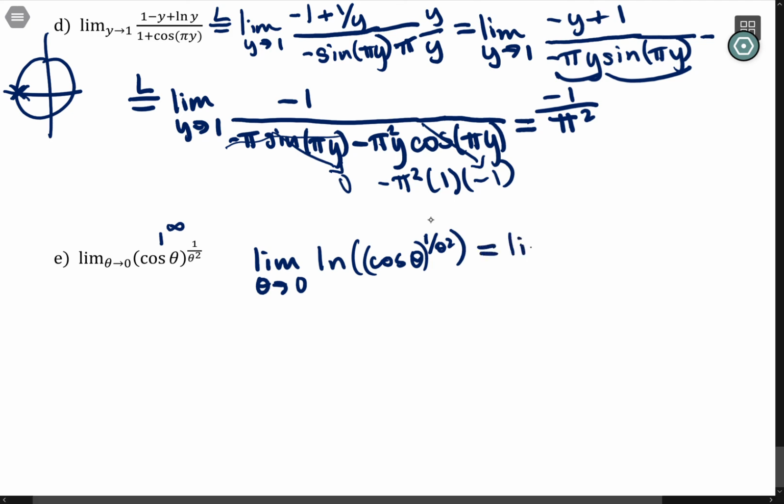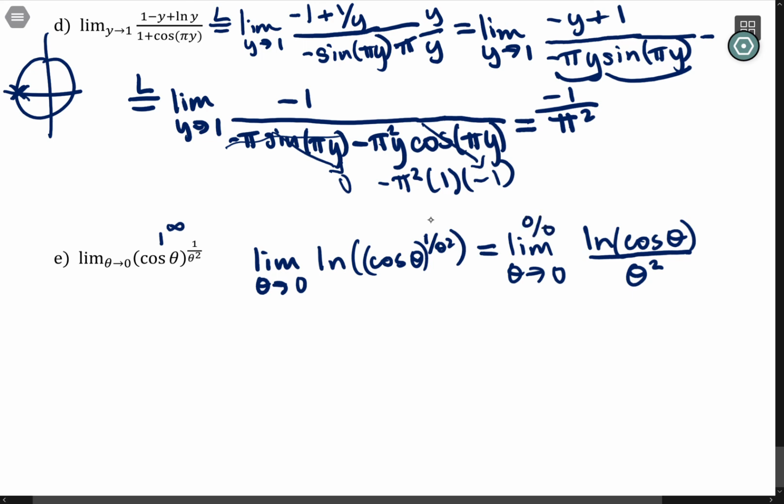So limit as theta approaches 0, and then the natural log allows me to bring this out, make it a 1 over theta squared. In fact, I think I'll just make it a fraction. So I'm going to have the natural log of the cosine of theta, and I'm multiplying by 1 over theta squared, which is the same as dividing by theta squared. Now, as theta goes to 0, cosine of 0 is 1, natural log of 1 is 0. I finally have a 0 over 0.